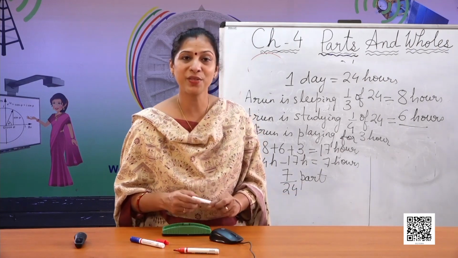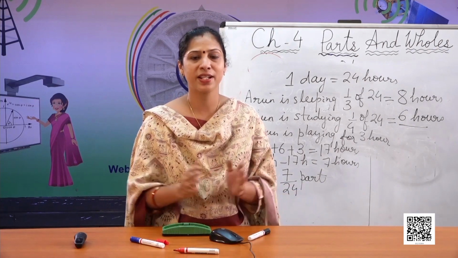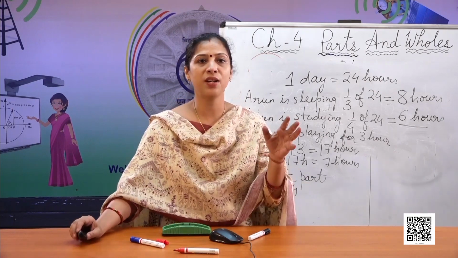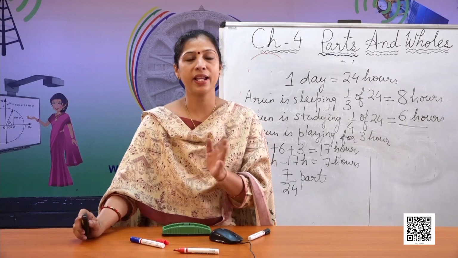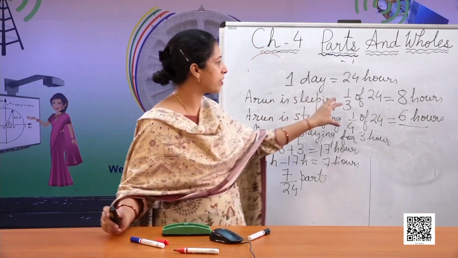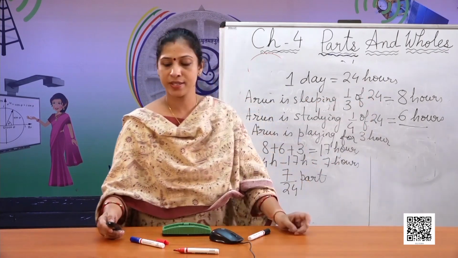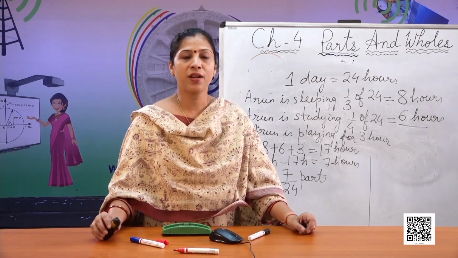Yes, children, understood now how to find this out? It is very easy when you do it like this, by taking the total as a whole and then finding out the part by just dividing into equal parts. Now let's go to the next one.